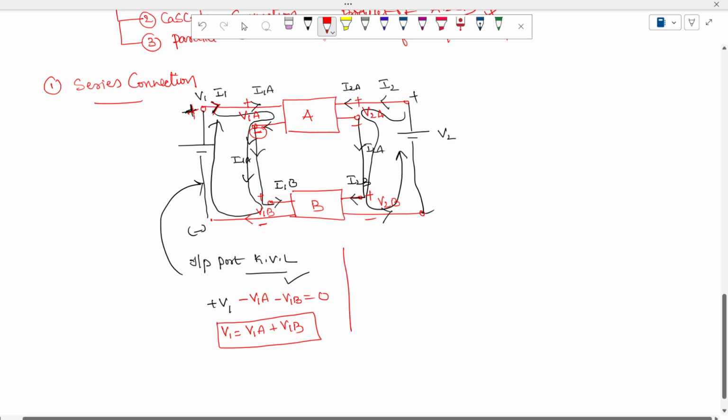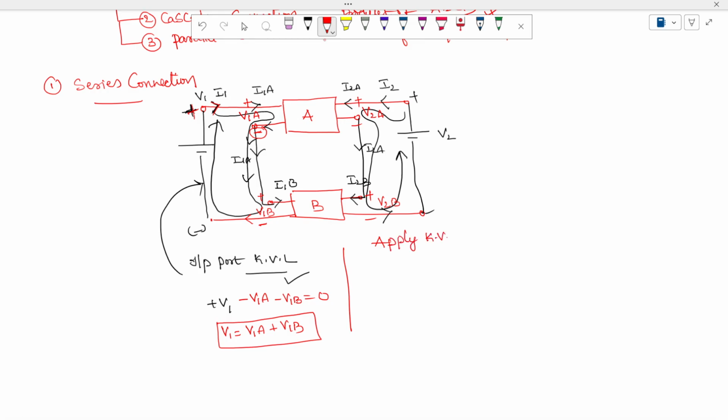Similarly, apply Kirchhoff's voltage law at the output port. Here the current is leaving, so the polarity is plus V2, minus V2A, and the voltage leaves, so minus V2B is equal to 0. Here you can write V2 is equal to V2A plus V2B.